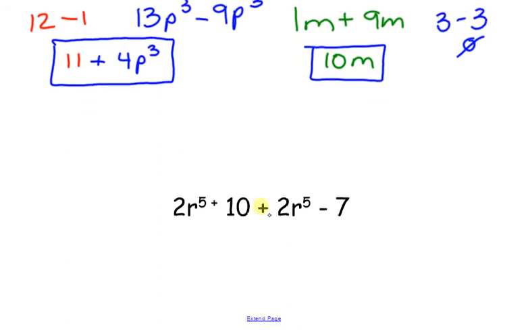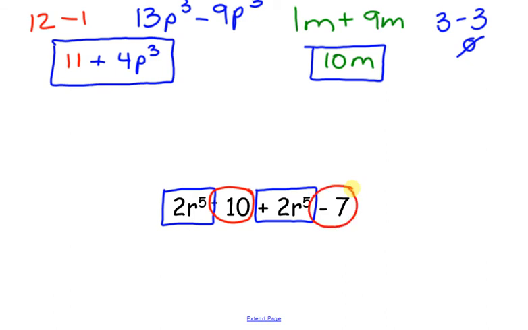Okay, we have this guy down here. We have r to the 5th power, a whole number 10, r to the 5th power, and a whole number 7. So I'm going to go ahead and start to separate my like terms. Okay, so here I have 2r to the 5th power plus 2r to the 5th power. Now because they're like terms, they're both r to the 5th power, I ignore that and just add the coefficients. What's 2 plus 2? 4. Now I'm going to add in r to the 5th power.